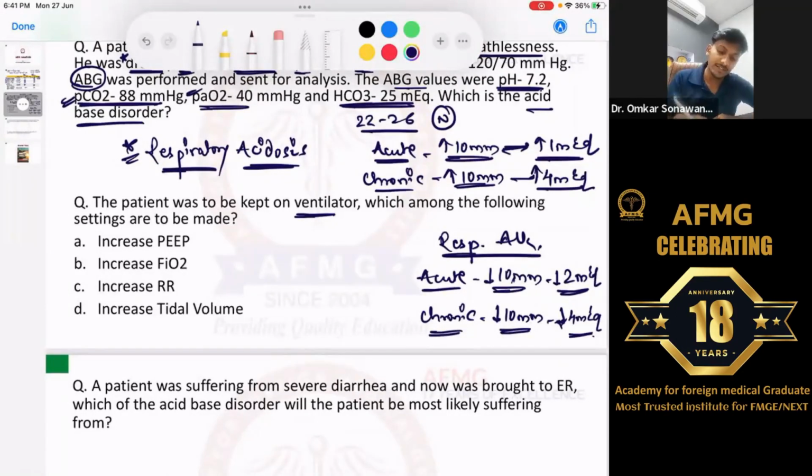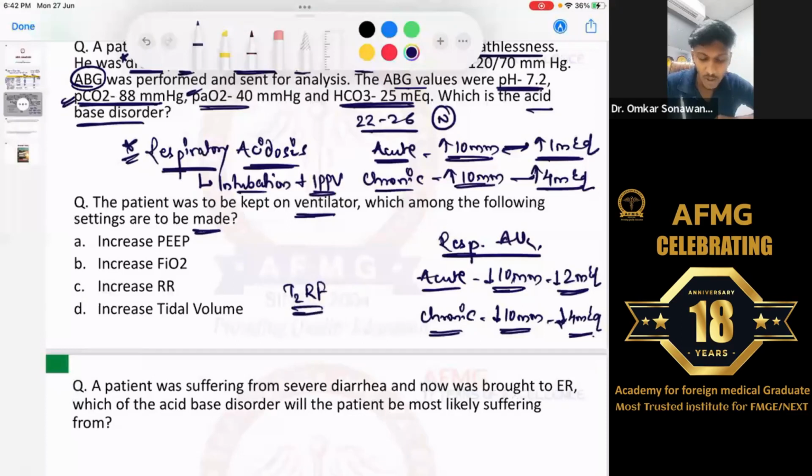Which of the following changes are to be made in the ventilator settings? So I hope all of you are quite aware. If a patient is suffering from respiratory acidosis, what is the treatment? Definitely the treatment in this patient would be intubation. Here you need to intubate the patient. Elective intubation is done. Along with that, we will start IPPV, that is intermittent positive pressure ventilation, and therefore the patient is to be kept on ventilator. So which of the settings would be done? If the patient is suffering from respiratory acidosis, that means the patient would more likely be in type 2 respiratory failure. I hope all of you are quite aware.